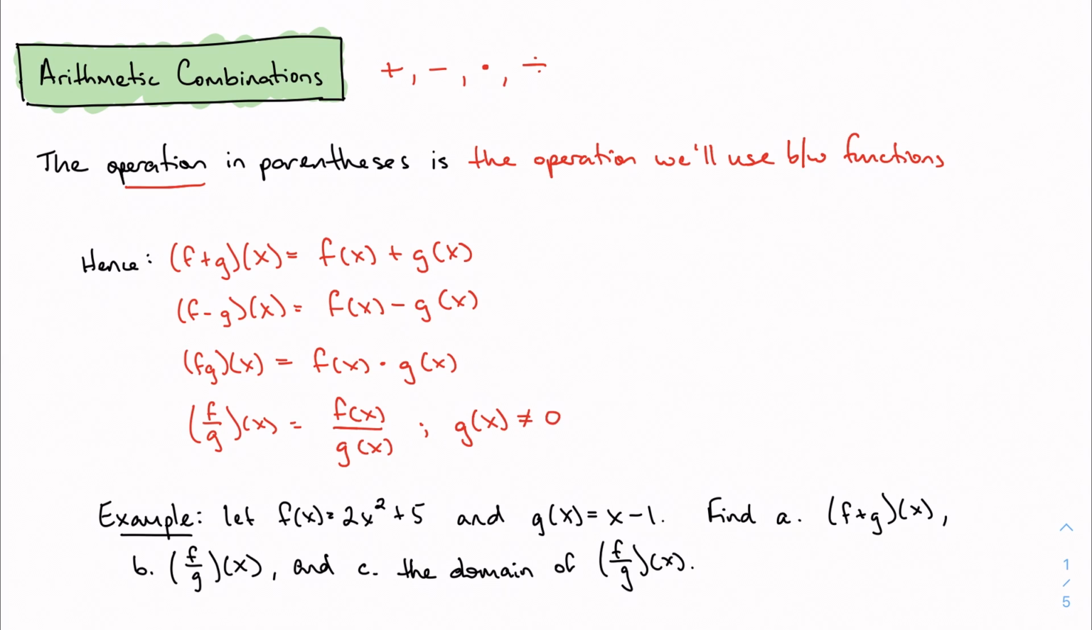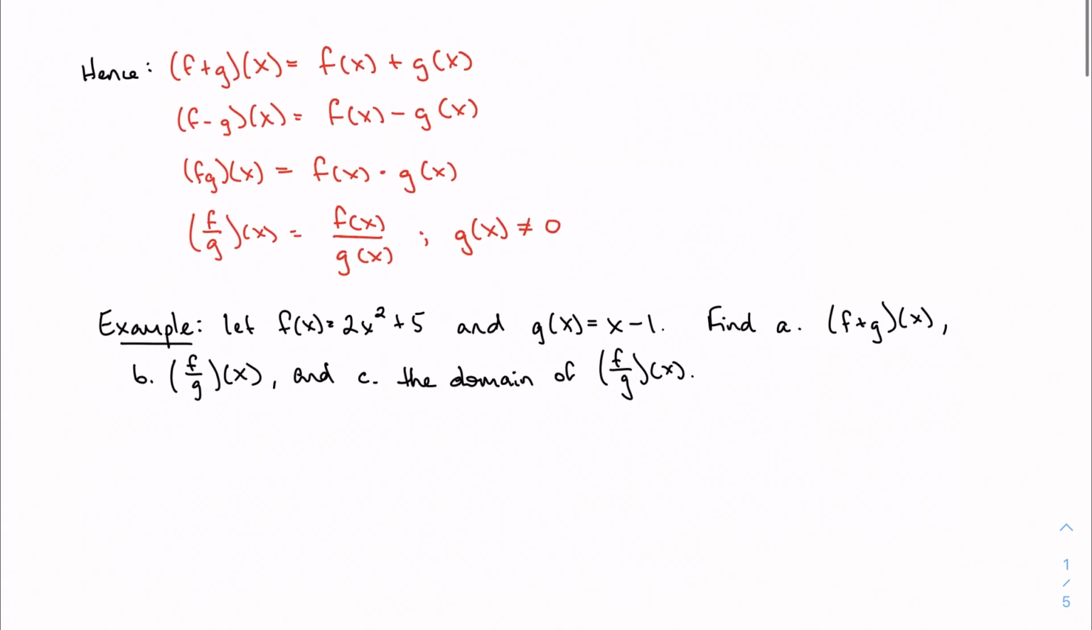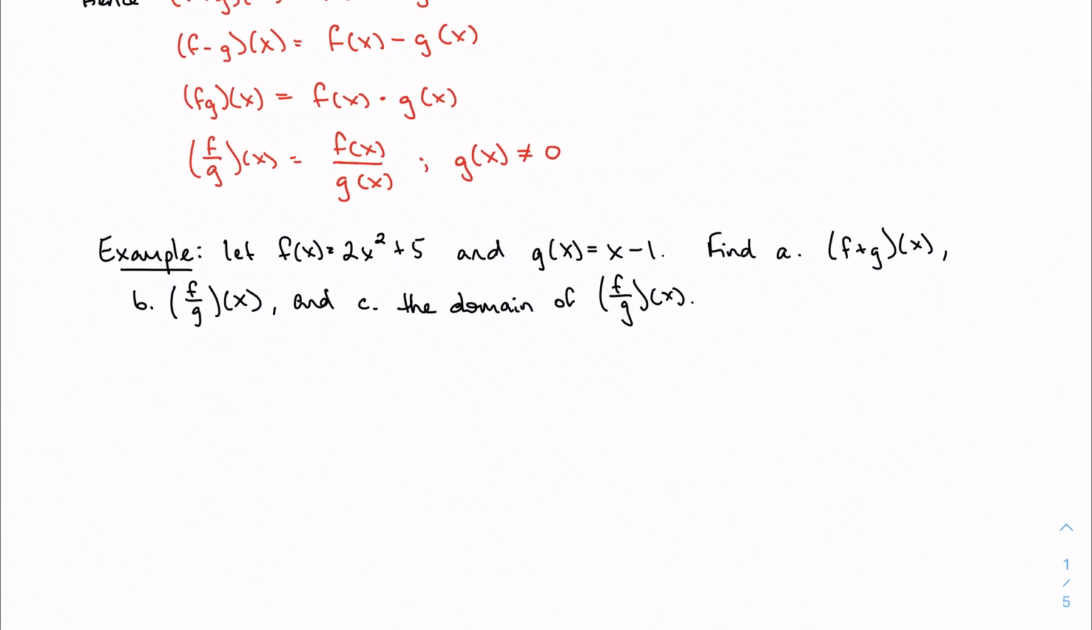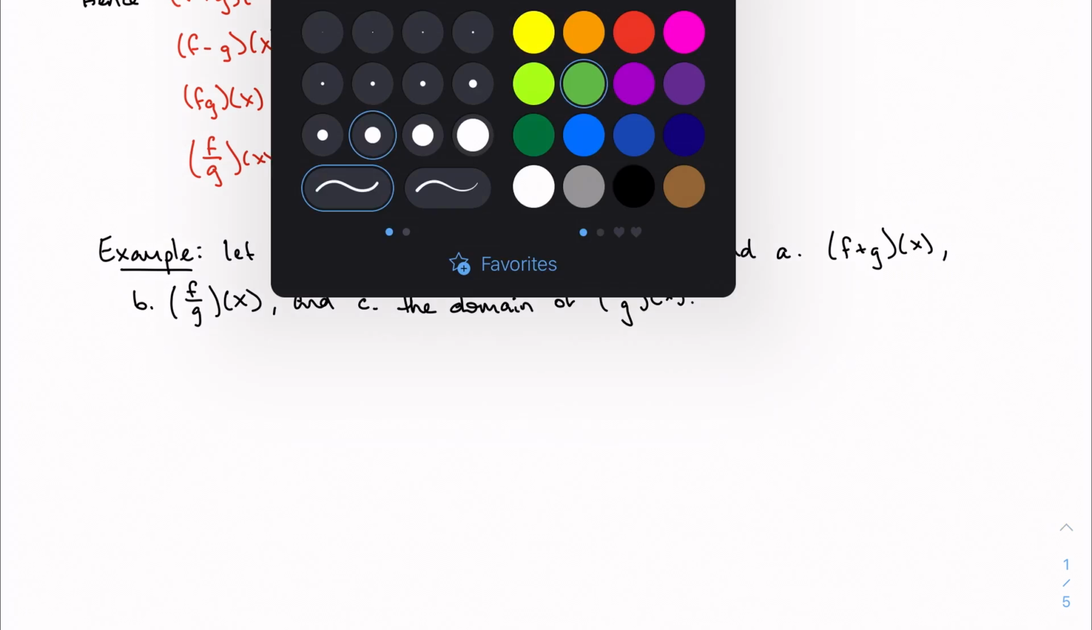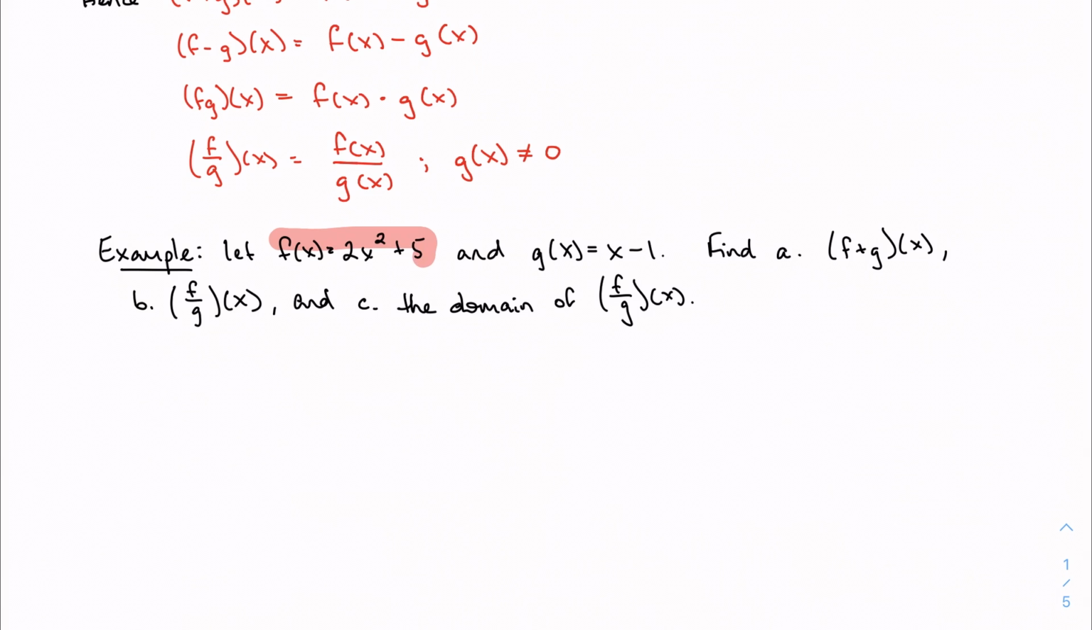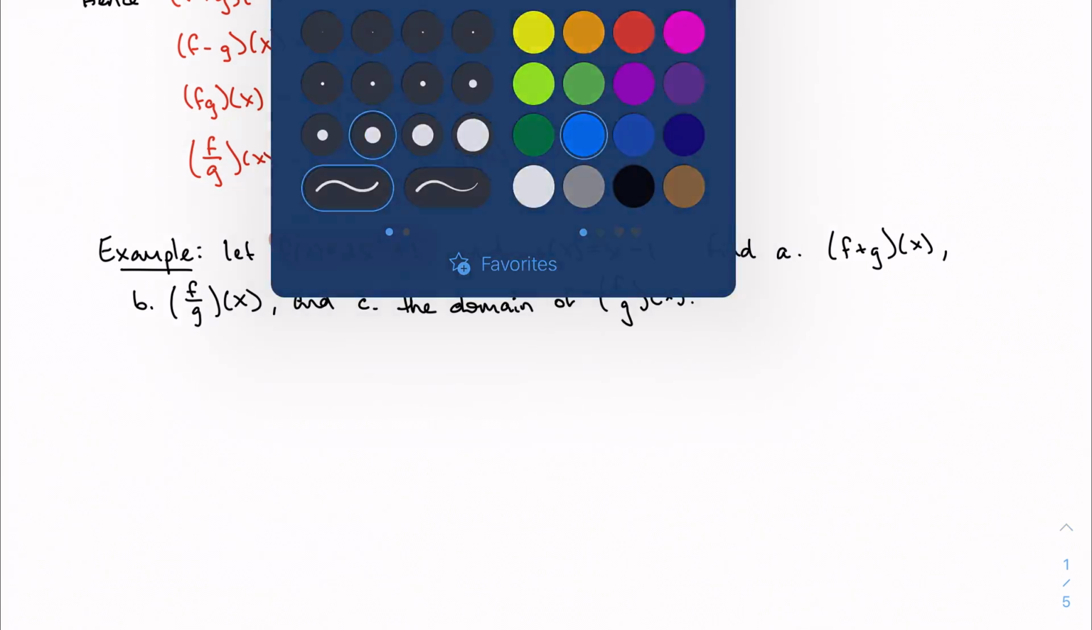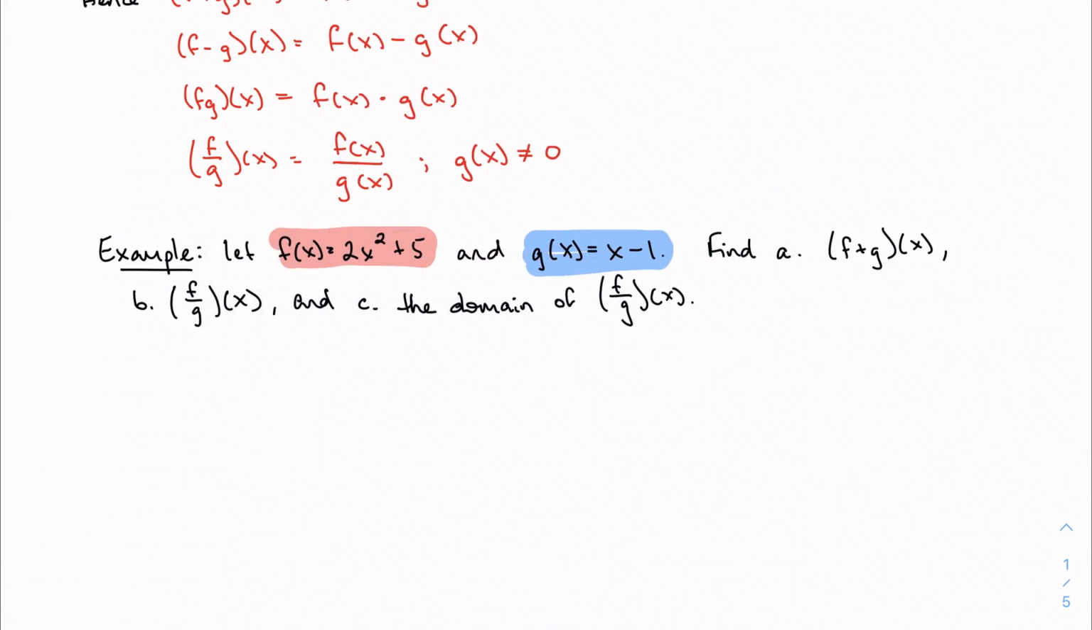This is nothing new. IB does not usually use the notation on the left-hand side, but it is standard outside of our textbook, so I want to make sure you're aware of it. Just for an example, if we have f of x and g of x defined, and maybe I can color code these, I want to find f plus g of x, f divided by g of x, and the domain of f divided by g of x.